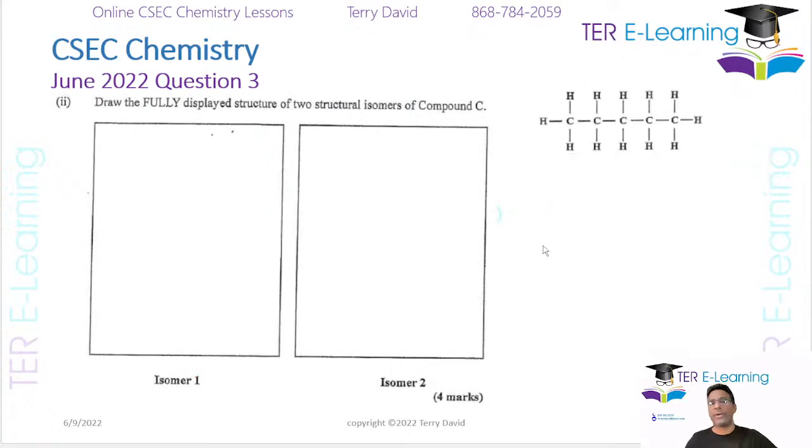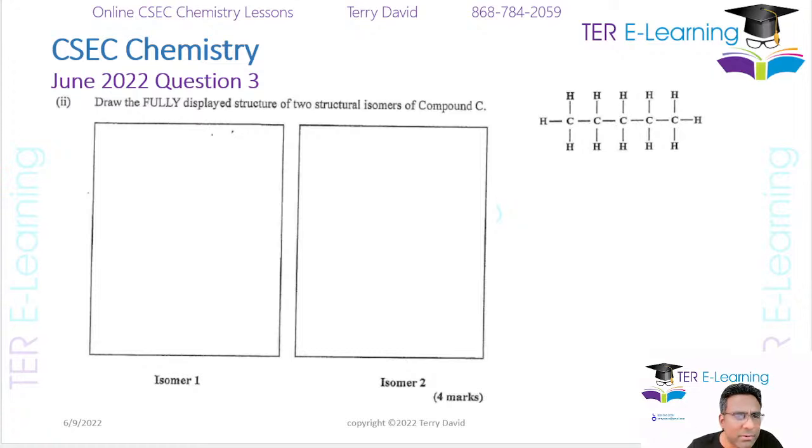Right, so this is my compound here, and I want to draw two isomers. There are some students who make the mistake of drawing an isomer, but they're not, right? So the name, this compound, how many carbons do you have in this? 1, 2, 3, 4, 5, right?